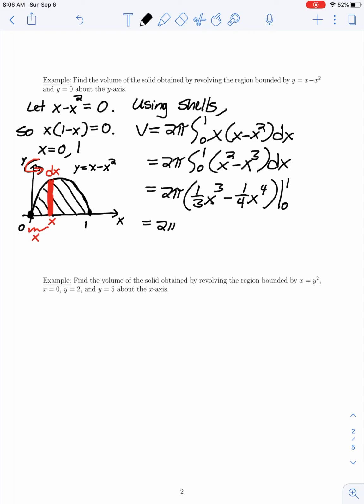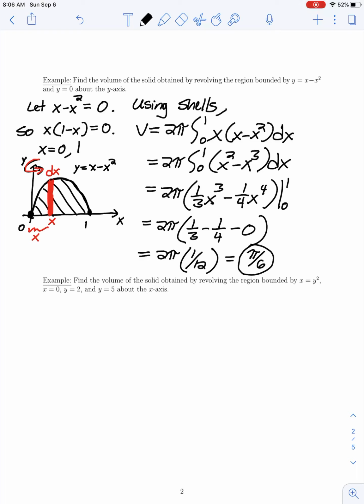So that gives us a constant 2 pi out in front. Evaluating this antiderivative at x equals 1, we have 1/3 minus 1/4. We subtract what we get when we evaluate at x equals 0, which would be 0. So we're left with 2 pi times 1/3 minus 1/4, which is 1/12. So altogether we have pi over 6 cubic units for the volume of the solid being described here. Okay.